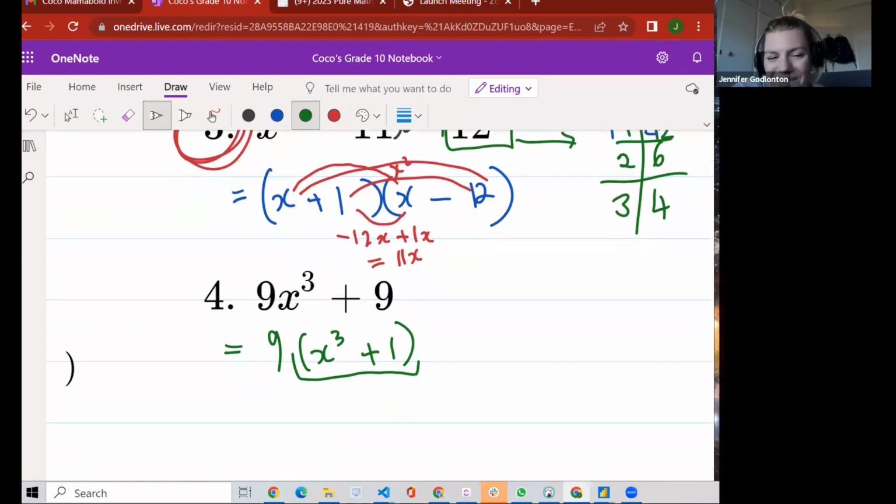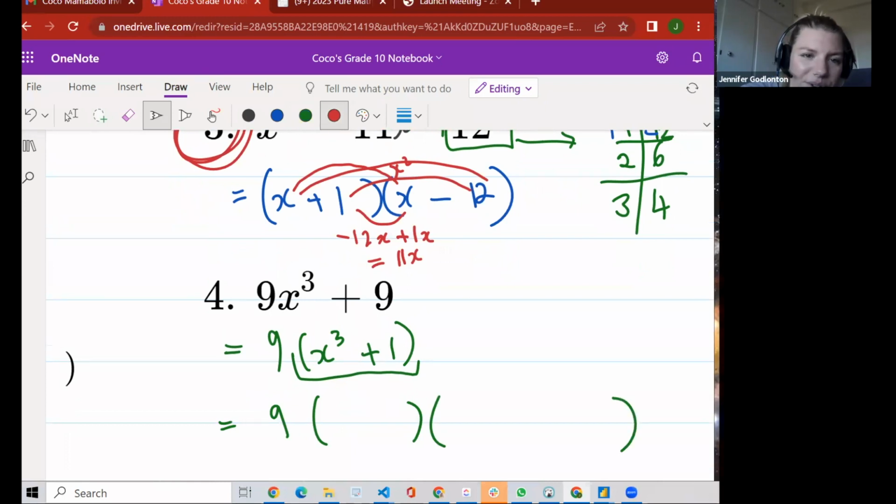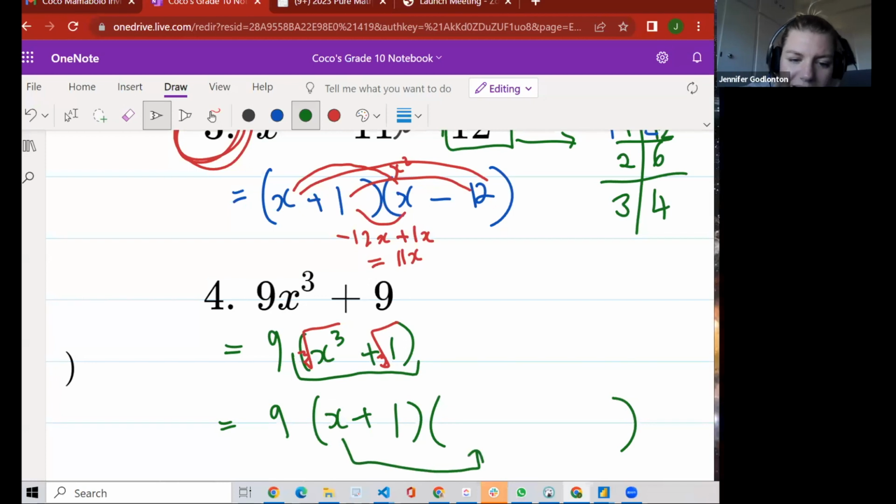Okay, so what we have over here is a sum of cubes. So we're going to keep our 9, and we're going to have 2 brackets. In our first one, we are going to cube root both of those. So the cube root of x cubed is x. The cube root of 1 is 1. Then we square this term.